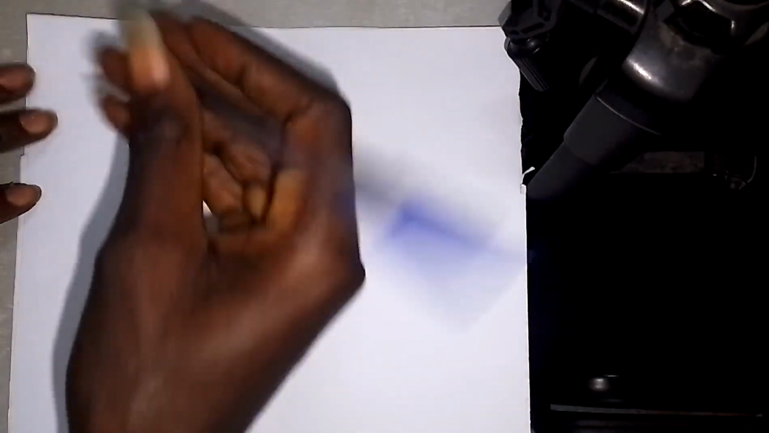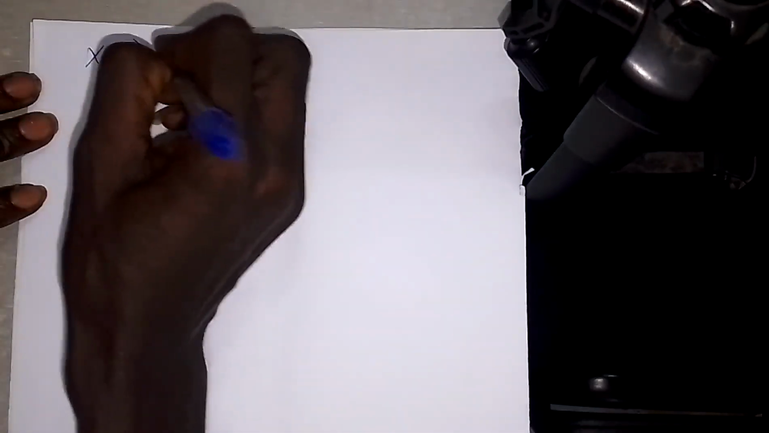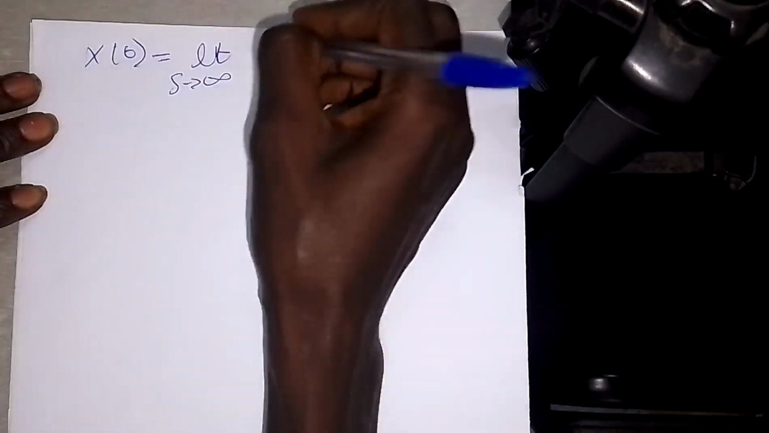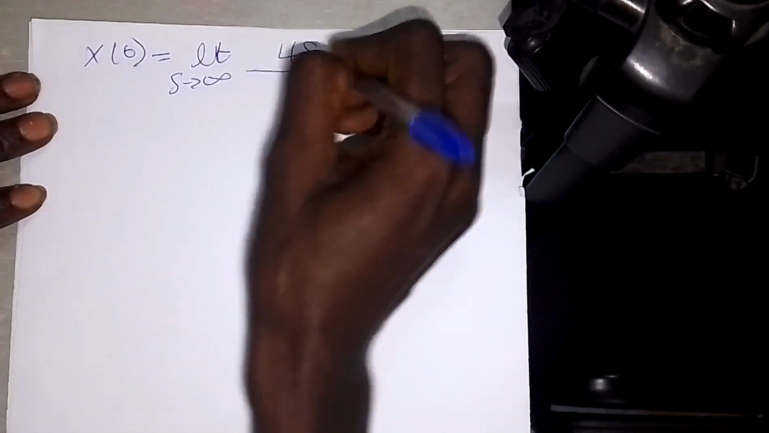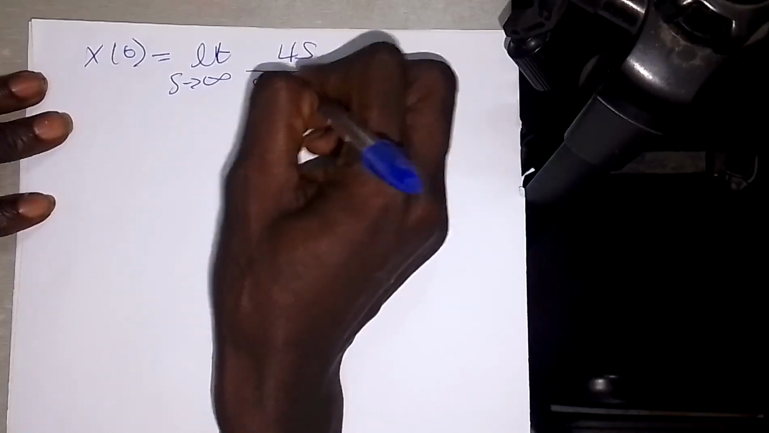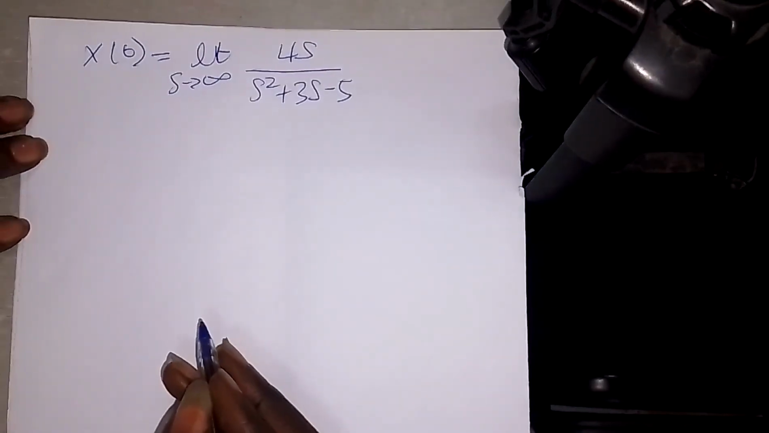Now if I have my limits there, then x of 0 is equal to the limit as s approaches infinity of 4s over s squared plus 3s minus 5. So this is the equation.